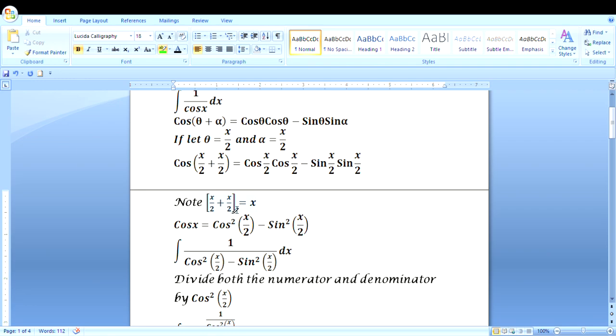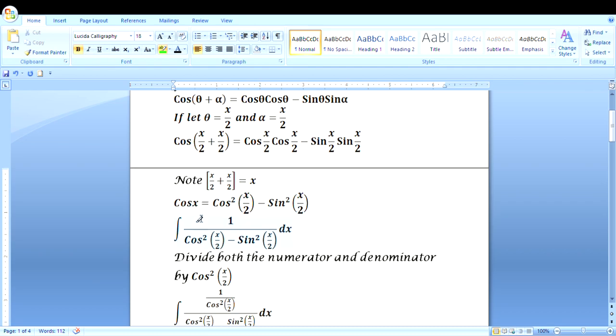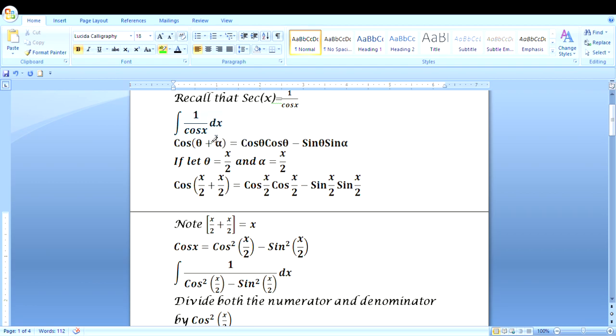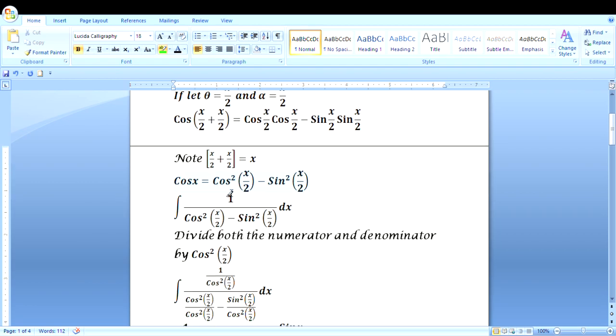Okay, the denominators are the same. x plus x is 2x, so 2x divided by 2 is x. So the left hand side here becomes cos x. Because we are looking for an expression for cos x, on the right hand side, cos(x/2) times cos(x/2) is cos square x over 2, and sin(x/2) times sin(x/2) is sin square x over 2. Here the expression becomes the integral of 1 divided by cos square x over 2 minus sin square x over 2 dx.